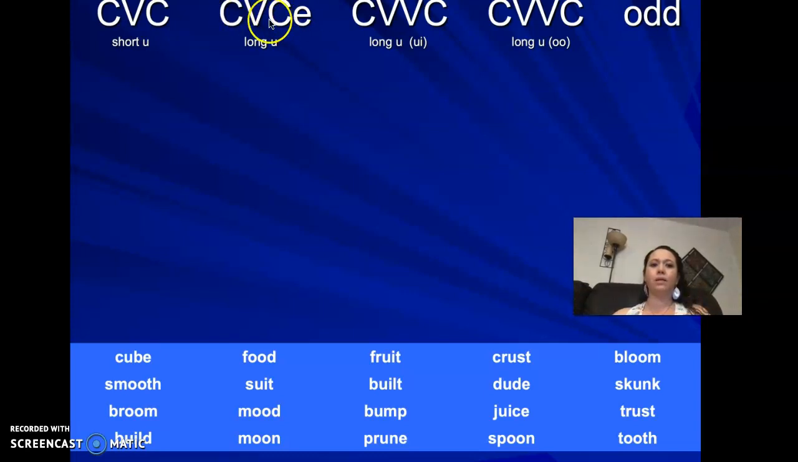Again, we have our CVC with the long U. Then we have our double vowels together that make the U sound, like a UI together, because remember, when you have two vowels that are together, the first one does the talking while the second does the walking. And then, this is my favorite, you guys remember, the CVVC, the ooh, I'm telling on you.